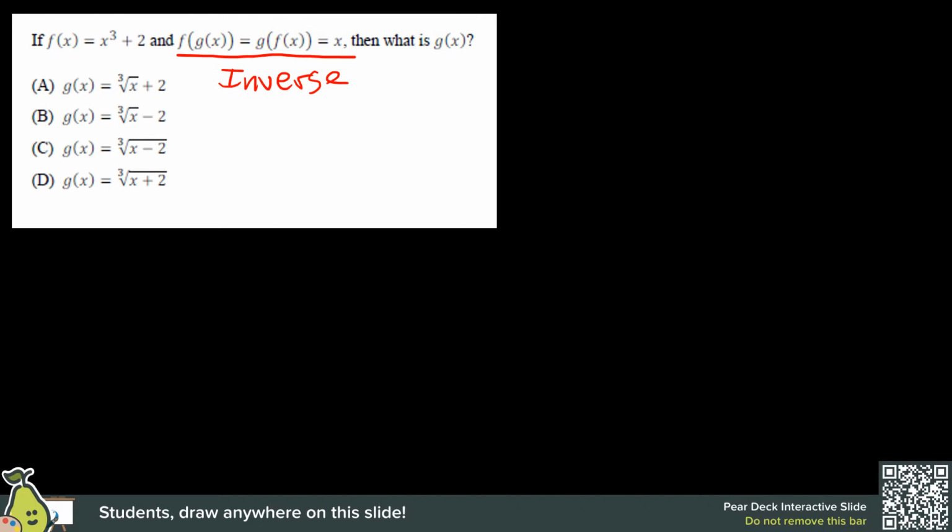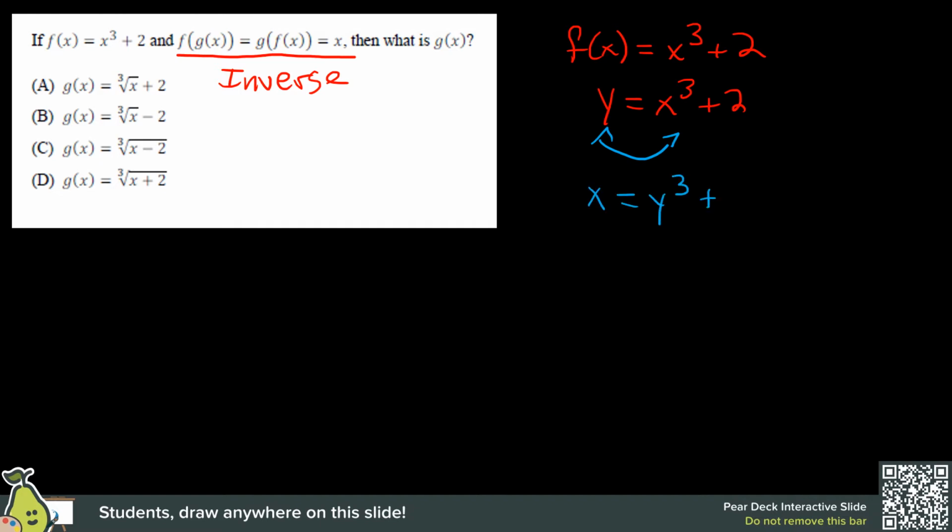So they're giving us f of x, they want us to solve for g of x, so I'm solving for the inverse. So if I have f of x equals x cubed plus 2, and I'm solving for the inverse, well I'm going to set this equal to y equals x cubed plus 2. I am then going to switch my x and my y. So I get x equals y cubed plus 2.